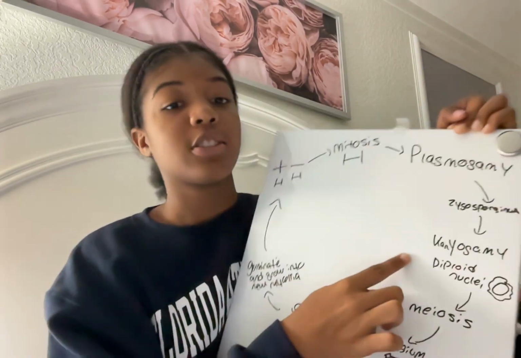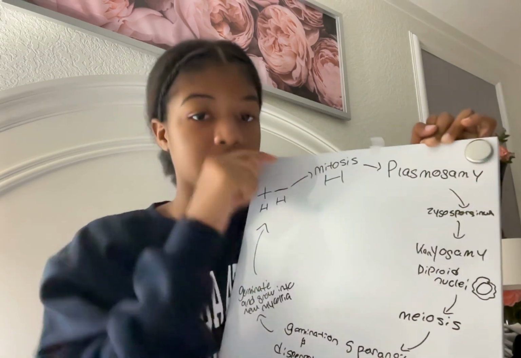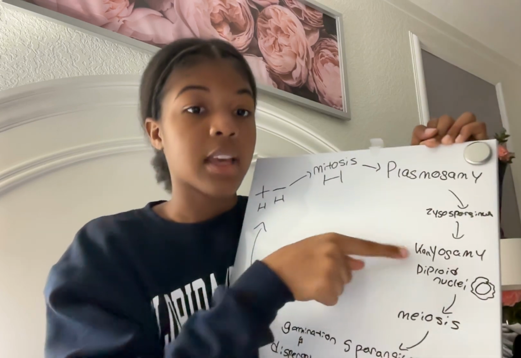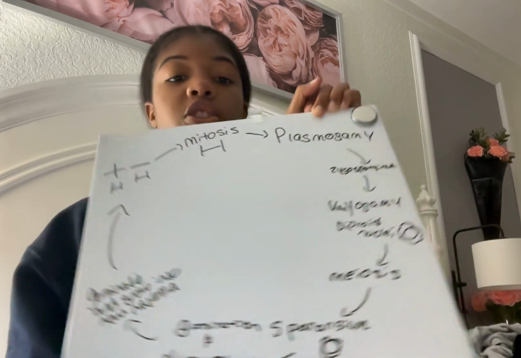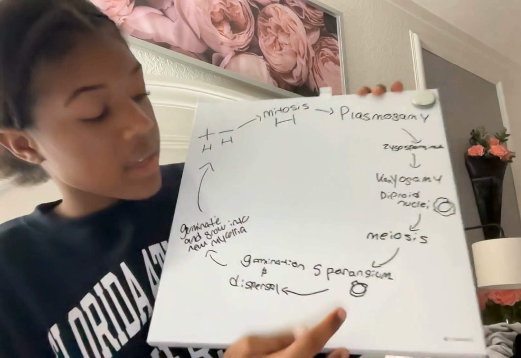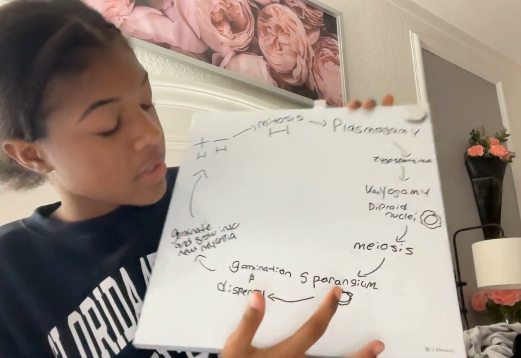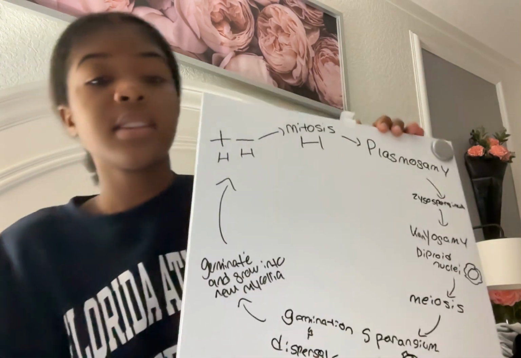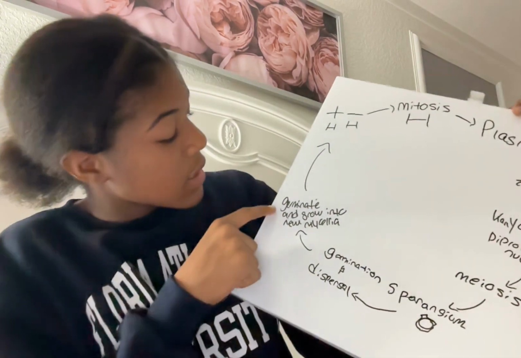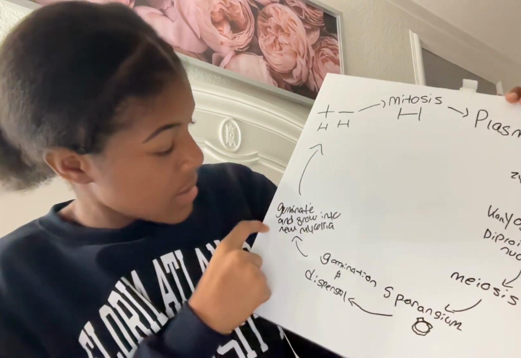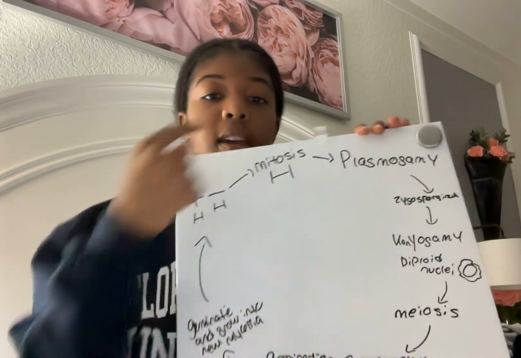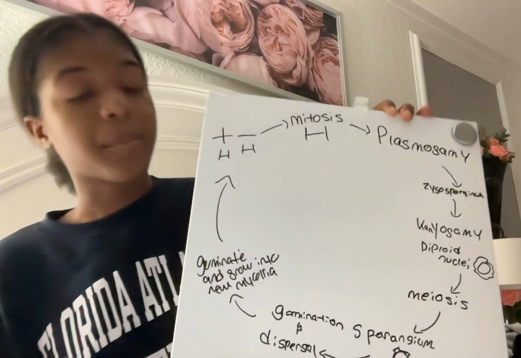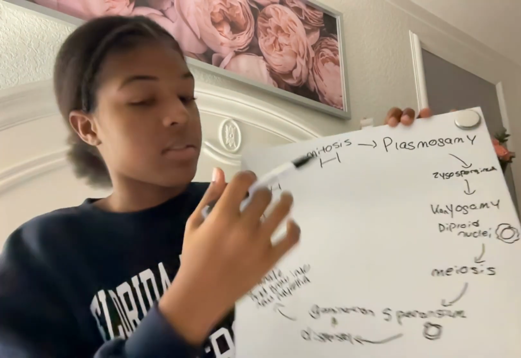And after the zygosporangium, it goes through karyogamy, which produces the diploid nuclei. The diploid nuclei go through meiosis, which is genetic variation. And then the zygosporangium germinates and disperses into new mycelia, and then we start over again. This is the life cycle. This is how I have it. And then for asexual reproduction, let me do it here in the middle.